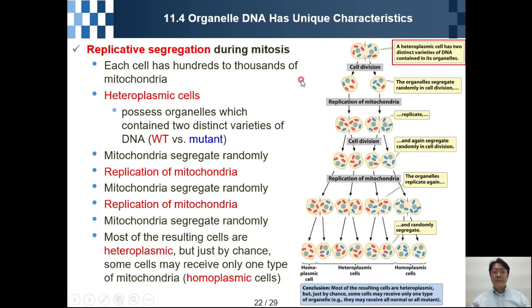Heteroplasmic cell. This heteroplasmic cell possesses organelles which contain two distinct varieties of DNA. For example, the red colored mitochondria contains wild type DNA, and the blue colored mitochondria contains mutant DNA. So if the organelle contains two distinct varieties of DNA, we call it a heteroplasmic cell.